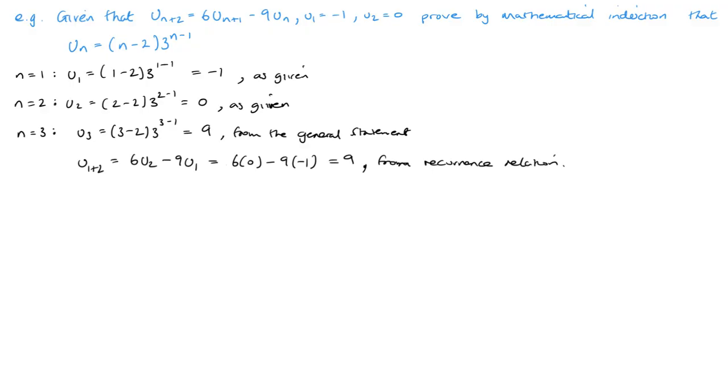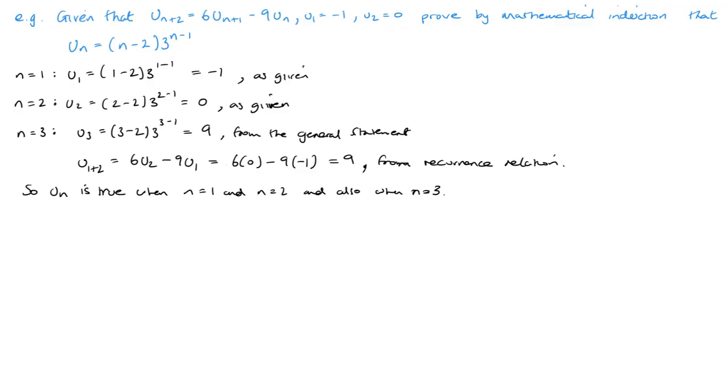Okay, so u_n is true when n equals 1 and n equals 2, and also when n equals 3.